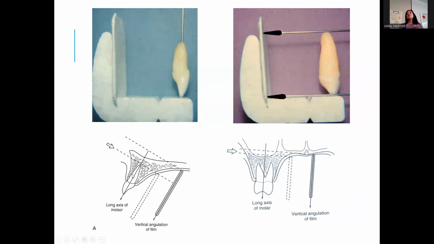And it can vary depending on if you're in the anterior region. It might be a little tilted altogether because your anterior teeth don't go straight down. They flare out a little bit. So then this might be tilted a little bit, whereas in the posterior it will be a little more straight up and down. So it's just showing some variation in how you'd angle the sensor.